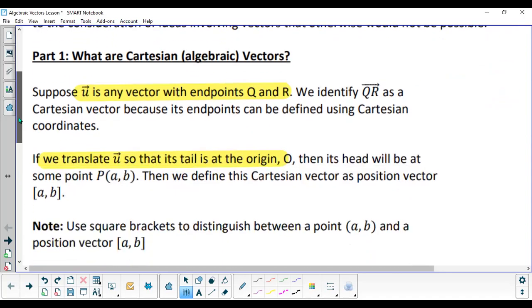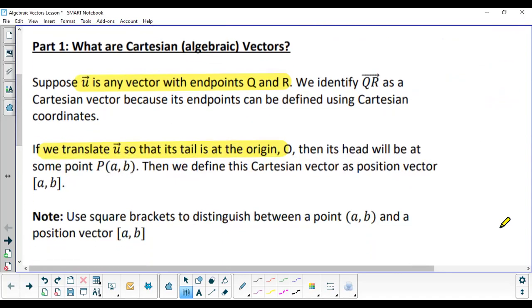So I'm just going to give you a second to copy a little bit into your study notes about the definition of Cartesian and algebraic vectors. We're thinking about giving you a unit for your study notes at the end of the year, kind of like a notebook check. For those of you who are making really good study notes, giving you credit for that.